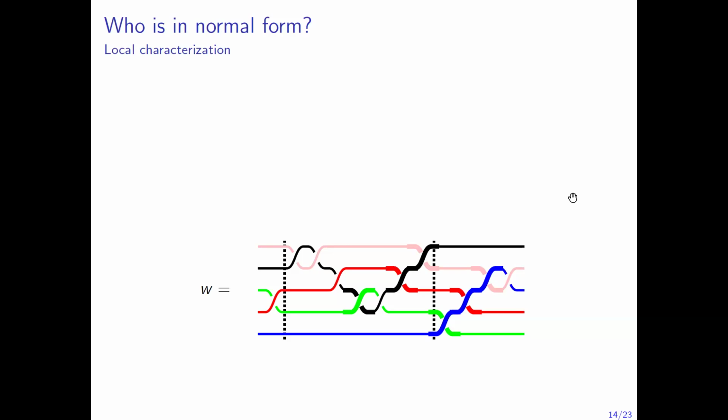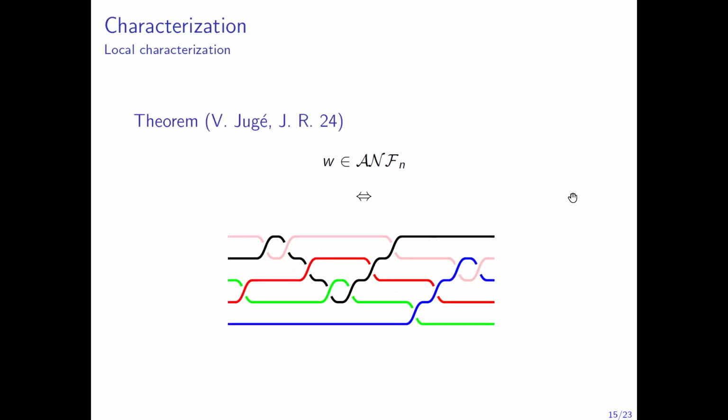And this is actually a necessary and sufficient condition, which means that at the end of the day, W will be in alternating normal form if and only if it has a decomposition for which every block is in alternating normal form. And if one of the blocks begins with such a staircase, then the block before must have this pattern.